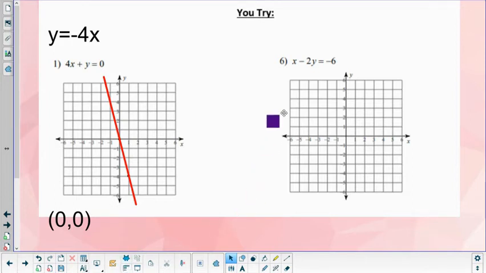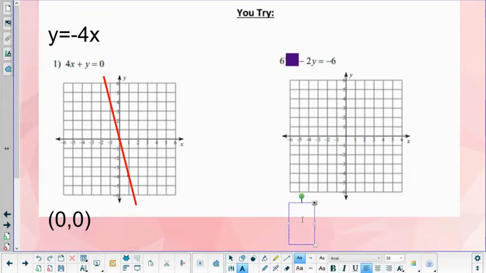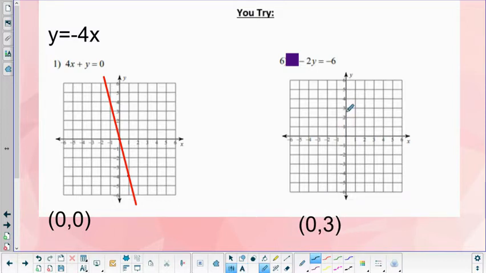Okay, let's try this one. So if I cover up my x value, I have to divide both sides by -2. So I end up with a y value of 3. So we would have an intercept of when x equals 0, y equals 3. All right, let's go ahead and graph that. 0, 3. I'm left and right 0, but I'm going to go up 3.